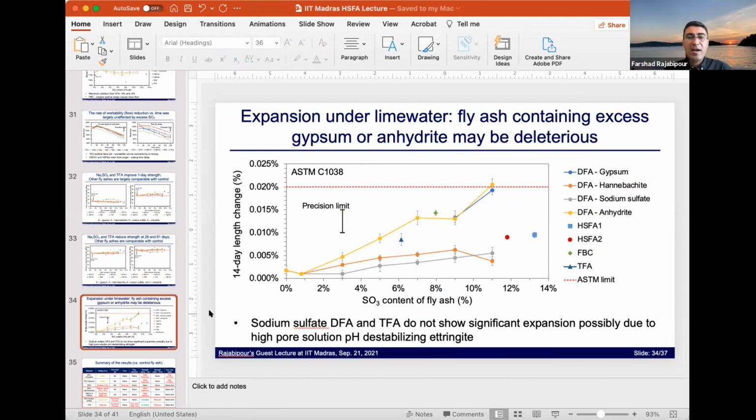We are also testing these for an extended period of time beyond 14 days. So Gopal, what have you discovered? Are some of these expanding significantly past 14 days? No, actually, the expansion has stabilized for most of the fly ashes. But for some of them, like the HSFA 1 and 2 and the Trona fly ash, for example, they are showing a little bit of expansion even at later ages, but it's still below the limit.